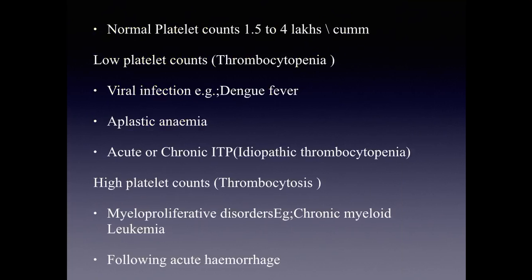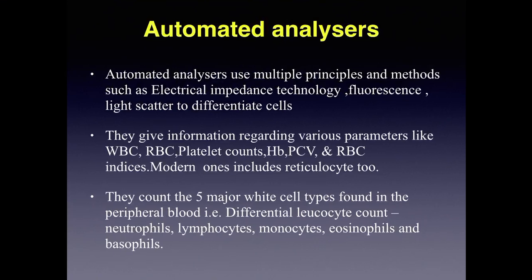Low platelet count is also called thrombocytopenia. It is seen in viral infections, for example dengue fever, aplastic anemia, and in acute or chronic idiopathic thrombocytopenic purpura. Whereas a high platelet count, also called thrombocytosis, is seen in myeloproliferative disorders like chronic myeloid leukemia, and can also be seen following acute hemorrhage.